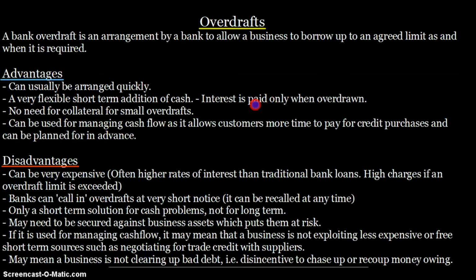There's no need for collateral for small overdrafts as well, so generally you don't have to give assets for small overdrafts, so it's less risky than unsecured loans. And it can be used for managing cash flow, as it allows customers more time to pay for credit purchases and can be planned for in advance. Generally it's used to balance your liquidity position. If you are in a liquidity crisis, you just use an overdraft as a short-term solution.